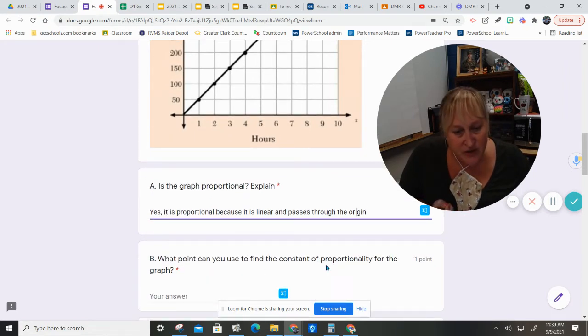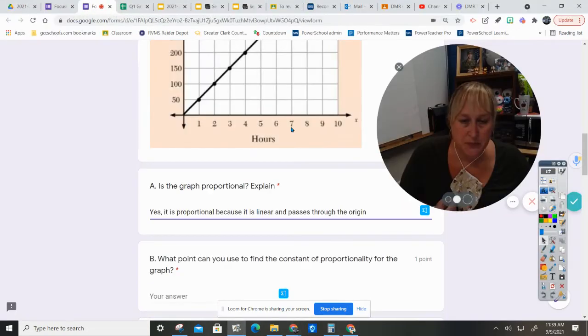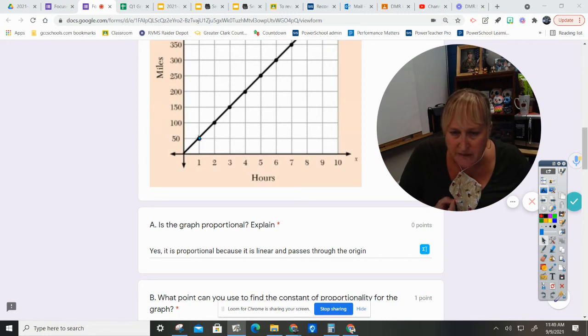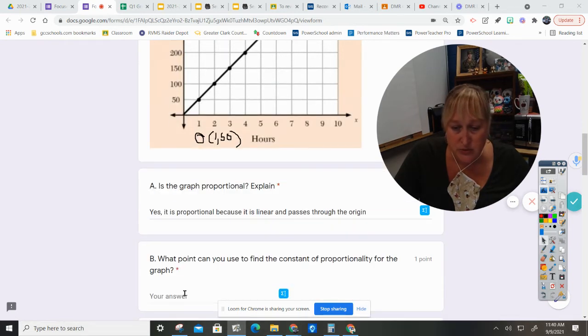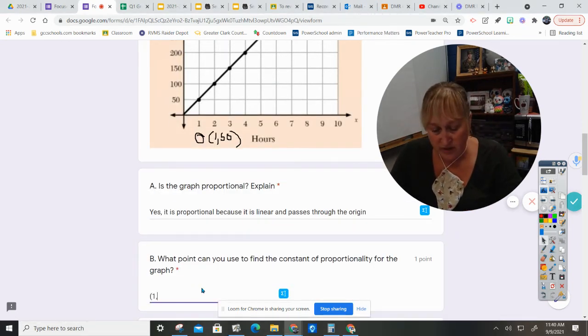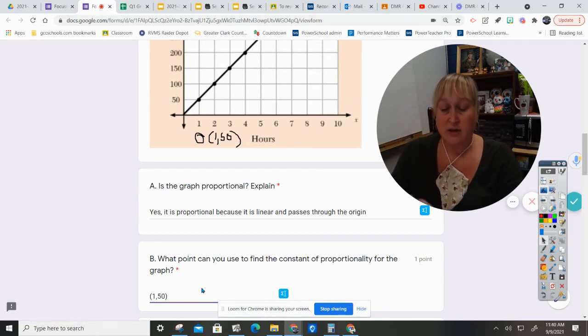What point can you use to find the constant of proportionality for the graph? So I'm looking for a perfect point, and if it is, then that's the one that we're going to use. Since it does cross evenly, I'm going to just label it. 1 is my x, 50 is my y. So therefore the point that we will use is parentheses 1 comma 50 parentheses.